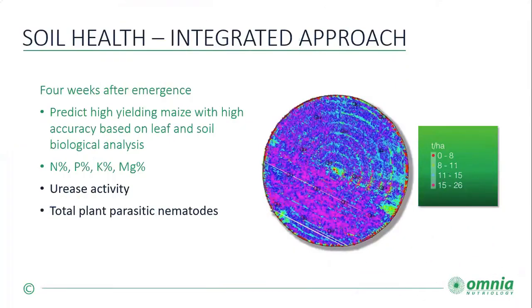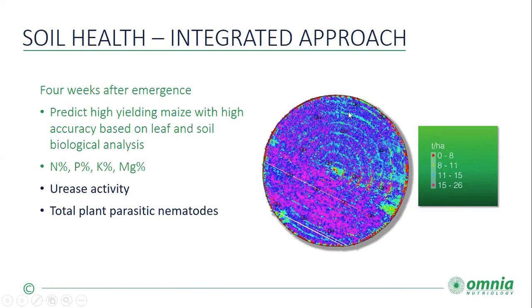If we explore soil a little more in detail, we can have a look at a survey that we conducted to better understand which factors of soil health were critical for high-yielding maize. And in building models through factor analysis throughout the life cycle of the crops, we found that by taking soil and leaf samples at just 4 weeks after emergence, we were able to determine with a high level of accuracy what the yield would be based on the nitrogen, phosphorus, potassium, and magnesium percentages.